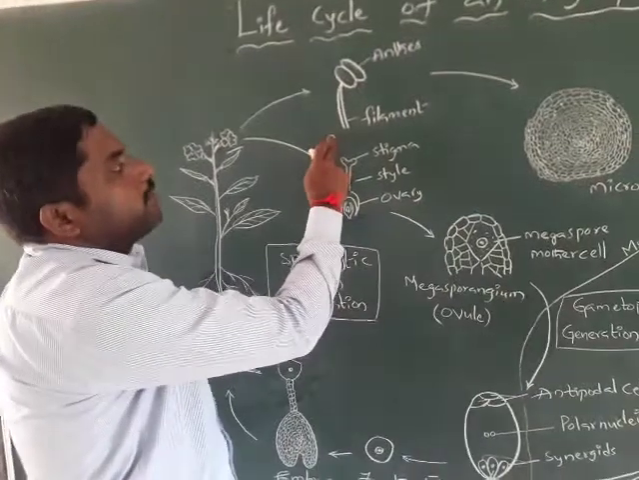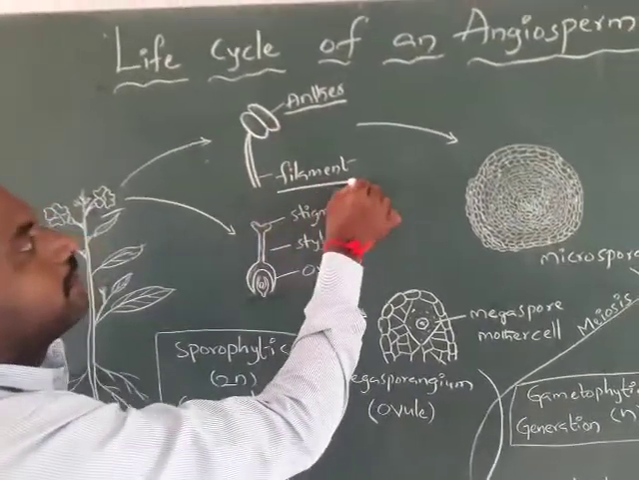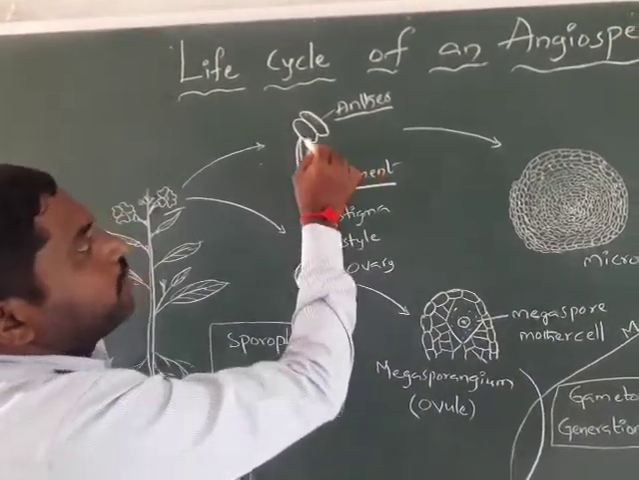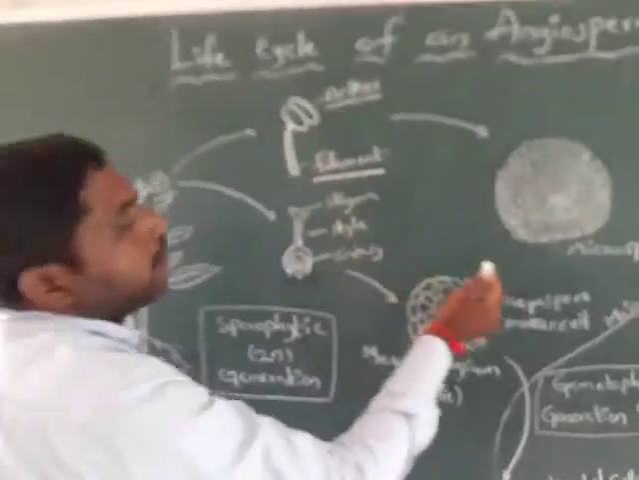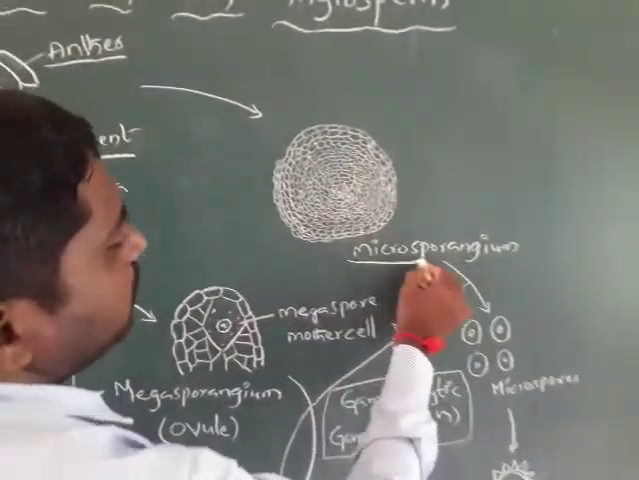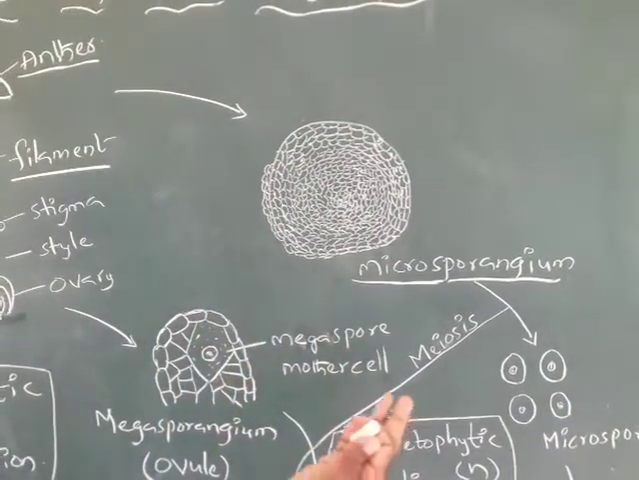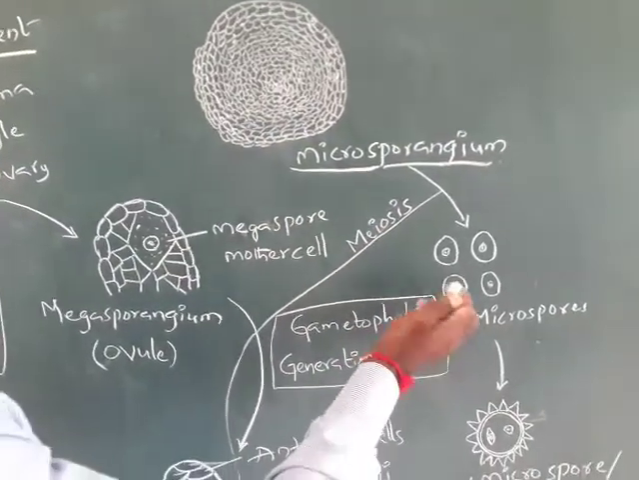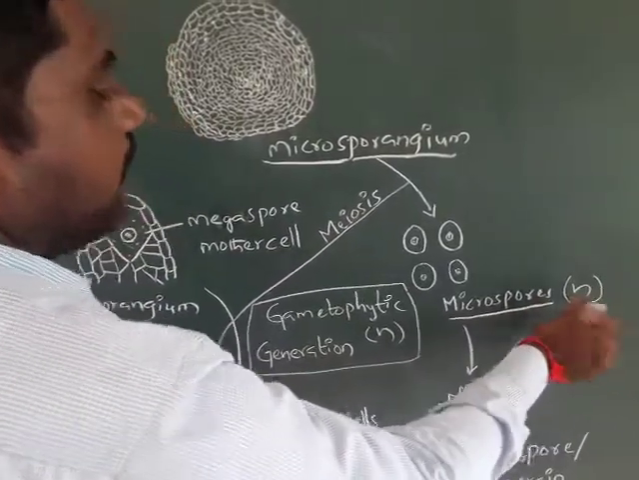Each stamen consists of an anther and a filament. The anther is present at the tip of the filament. Each anther has a microsporangium. This microsporangium undergoes the meiotic divisions and forms the microspores. These are in haploid condition.